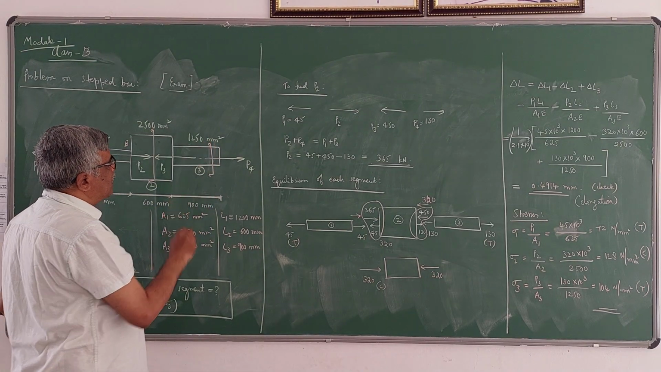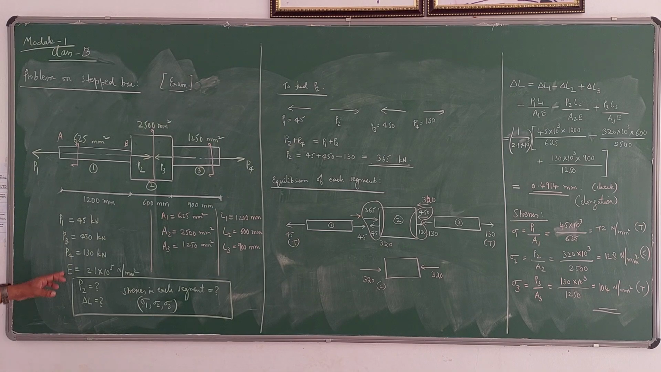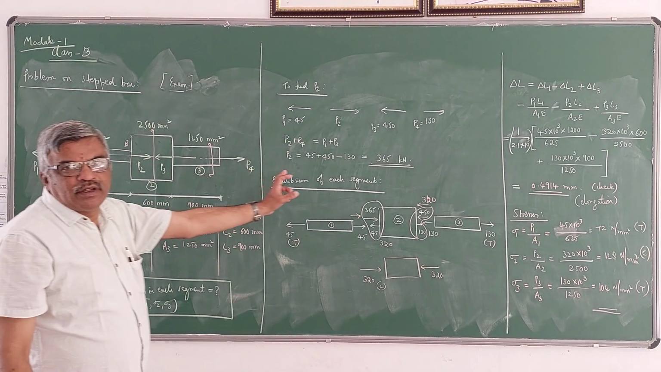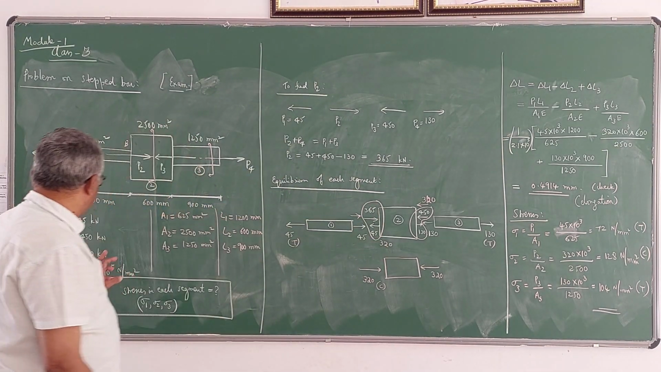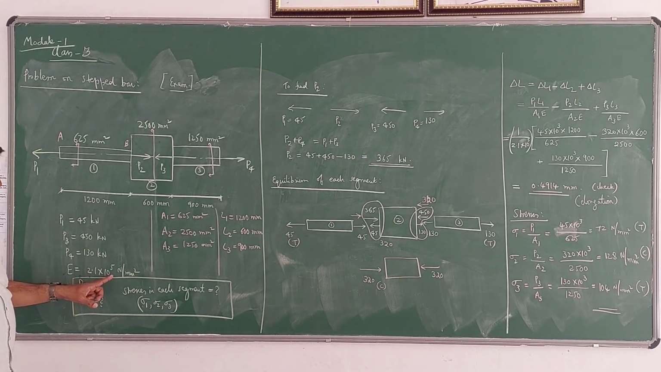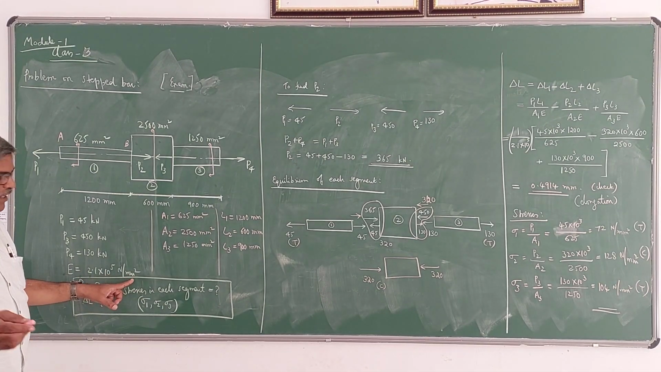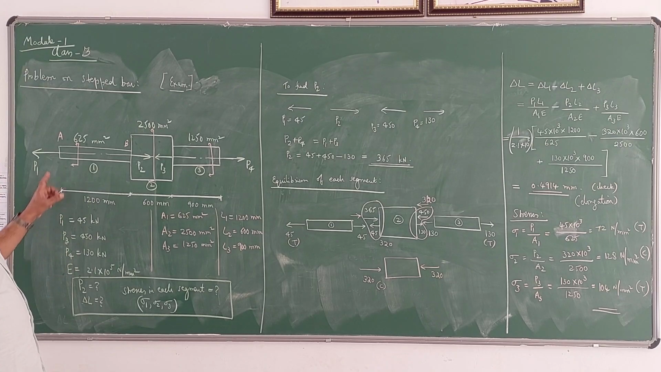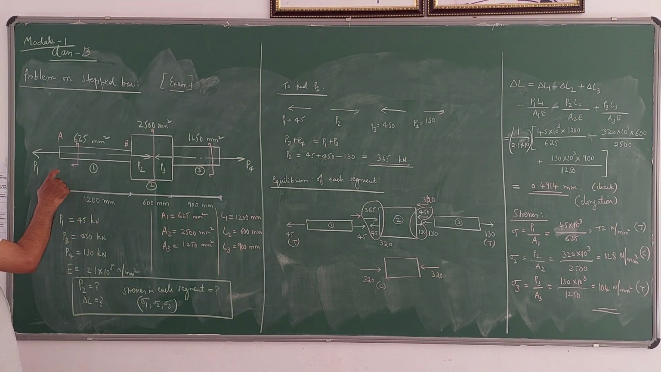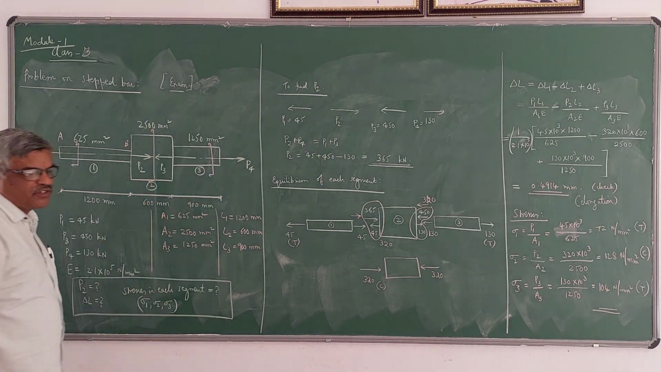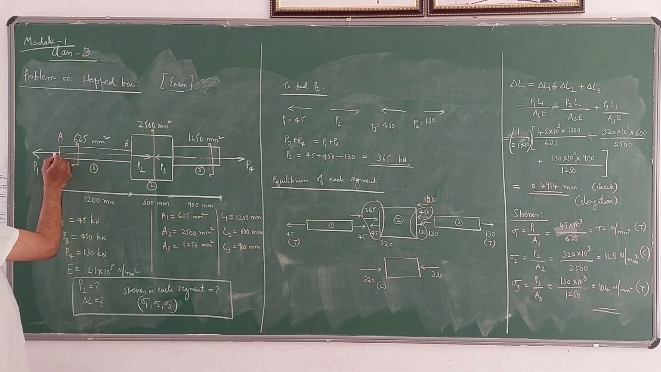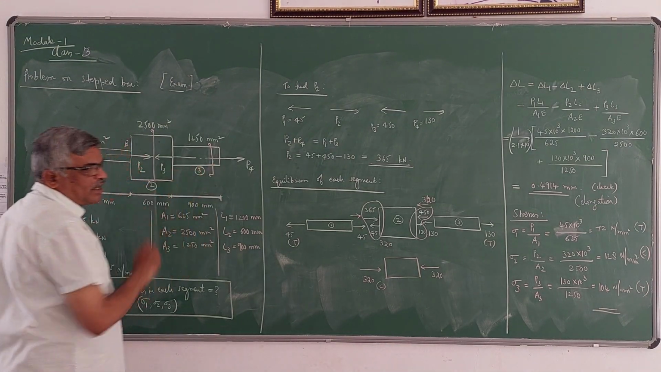Now, the value of Young's modulus is the same because it is made of the same material. It is given as E equal to 2.1 times 10 power 5 Newton per mm square. That is the value for steel. And this stepped bar is subjected to 4 forces. You can see here, axial forces. All these 4 forces are acting along the axis of the bar.